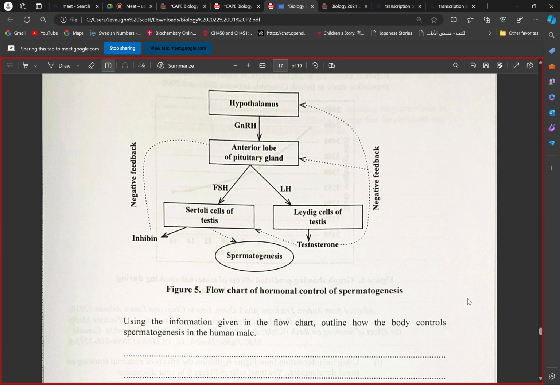All right, and if there's too little, then it's not going to be enough to stop the release of gonadotropin and FSH and LH, so it's going to continue the process. So hopefully you guys can look at the diagram and explain it, right? So all we need to do is just outline how the body controls using this, right?